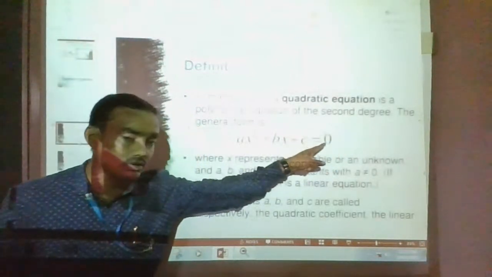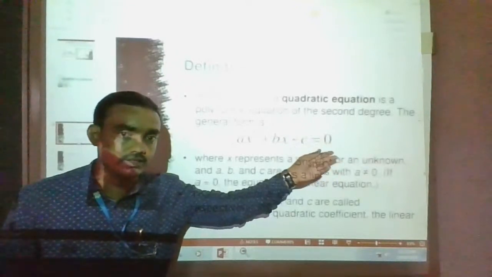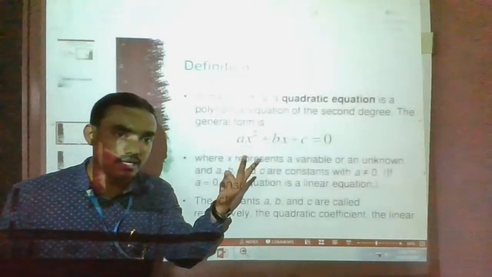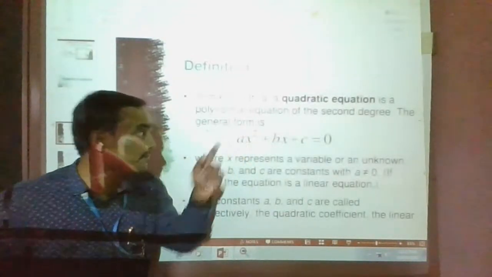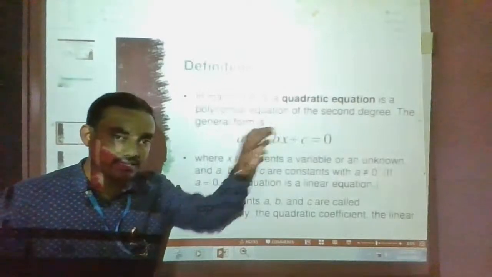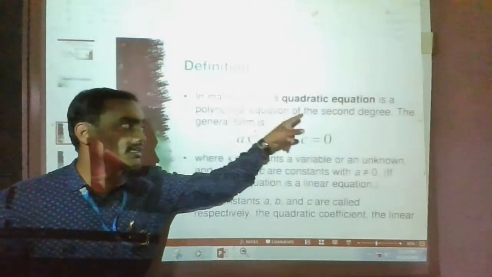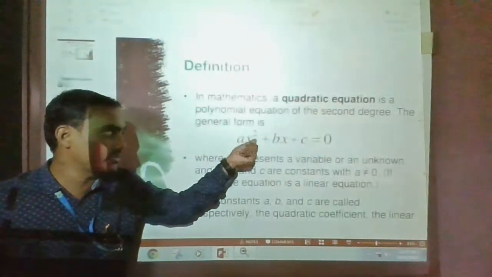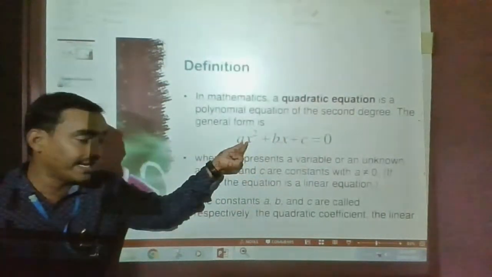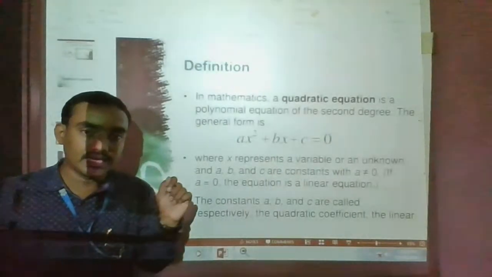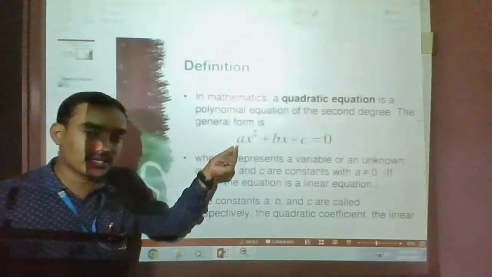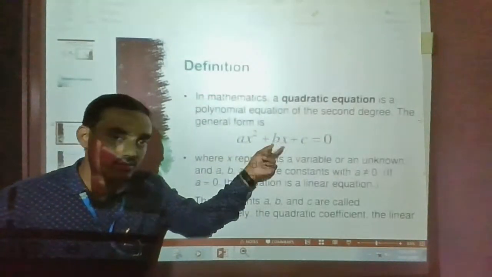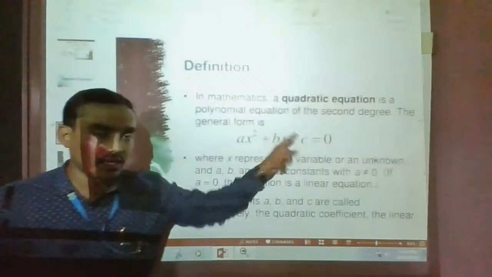If equal to 0, it is having zeros, which means it is having a value. It depends on the degree. Once again, a quadratic equation is a polynomial with the second degree. It means the highest degree is 2: ax square plus bx plus c. Here x is the variable, a is the coefficient of x square, b is the coefficient of x, and c is the constant.